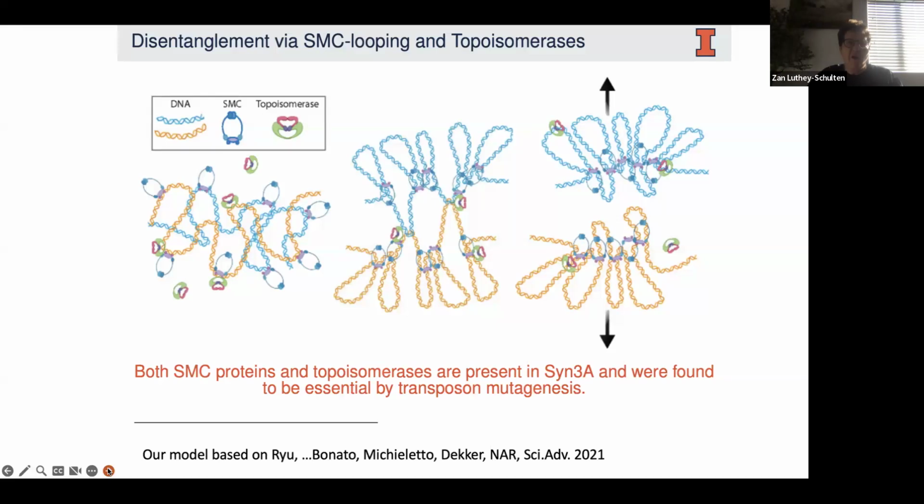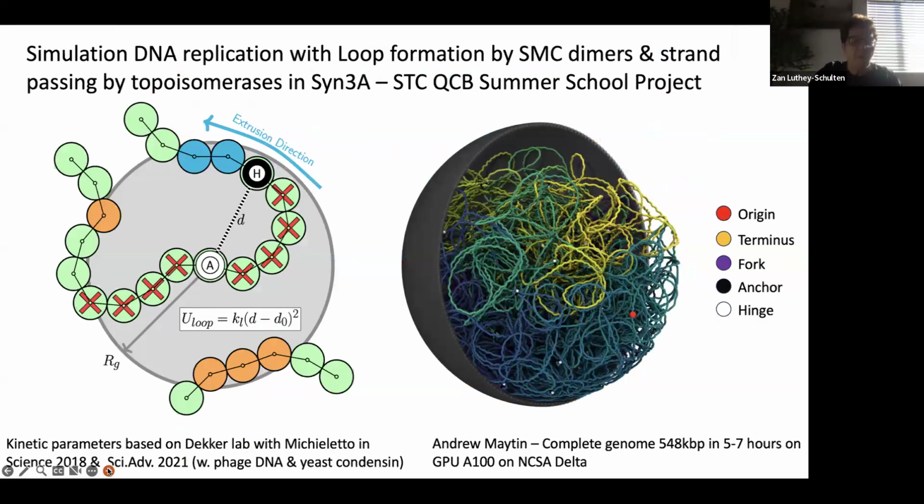We just soften the potential, and when you get entangled, we just allow it to pass through to one another. But again, we use the parameters for ratcheting from Decker and a preliminary model that was done with Micheletti, and it works quite well. And here's a picture of it.